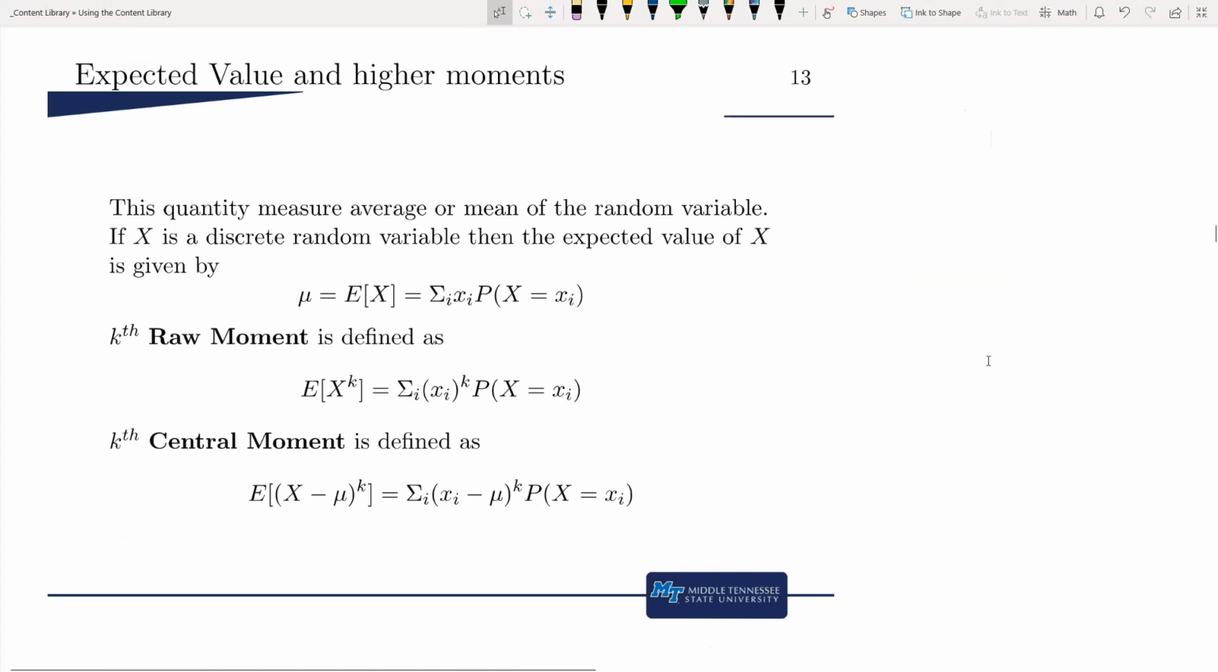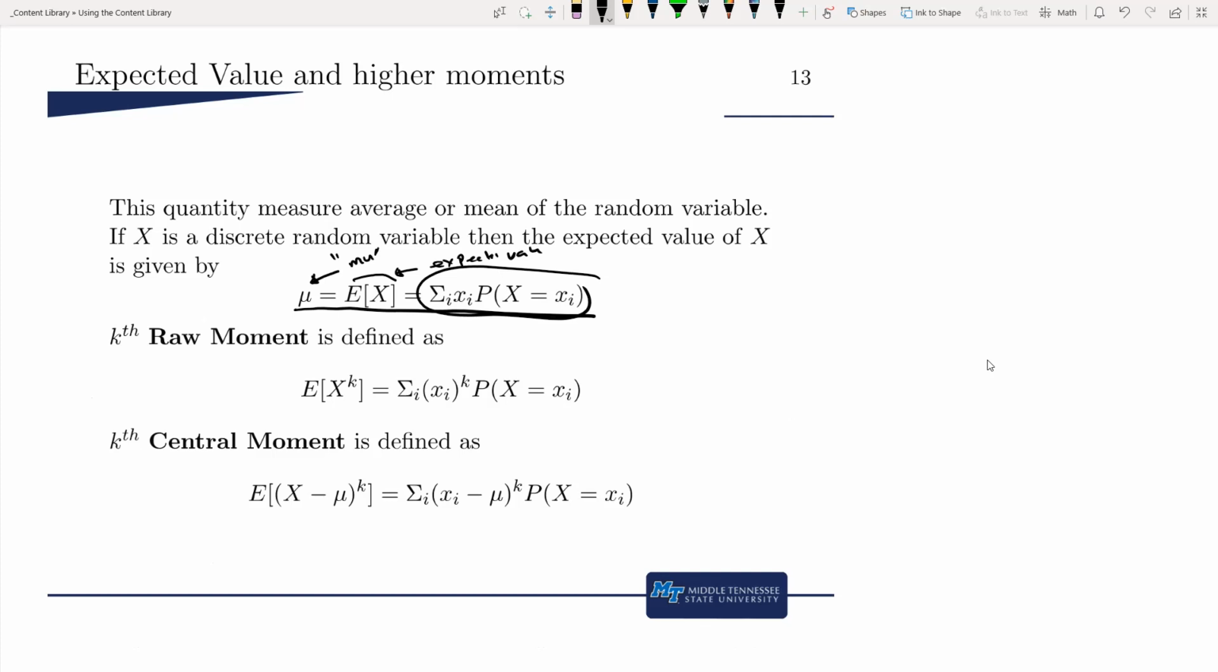So the first one we want to talk about is expected value. Here, I also define a few other things like raw moment and central moment. So let's go back to the expected value. Expected value can be calculated using this formula. Here, mu, which is a Greek letter, denotes the expected value, and it can be calculated using this formula.